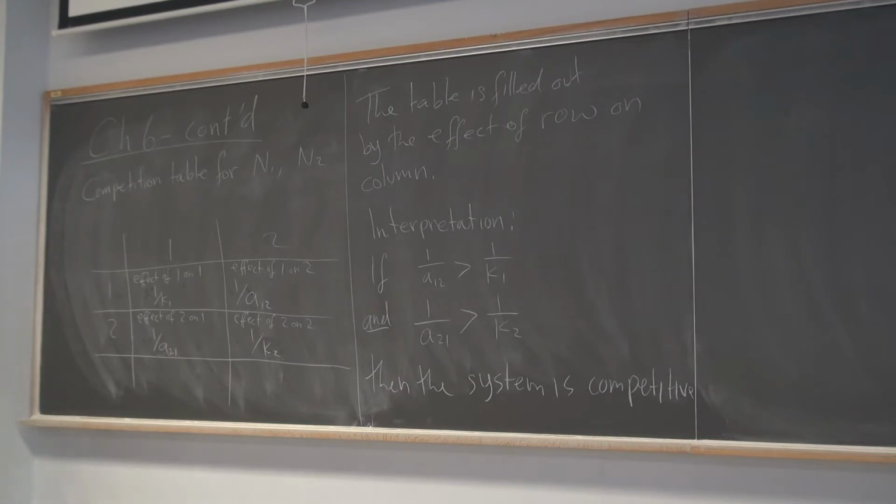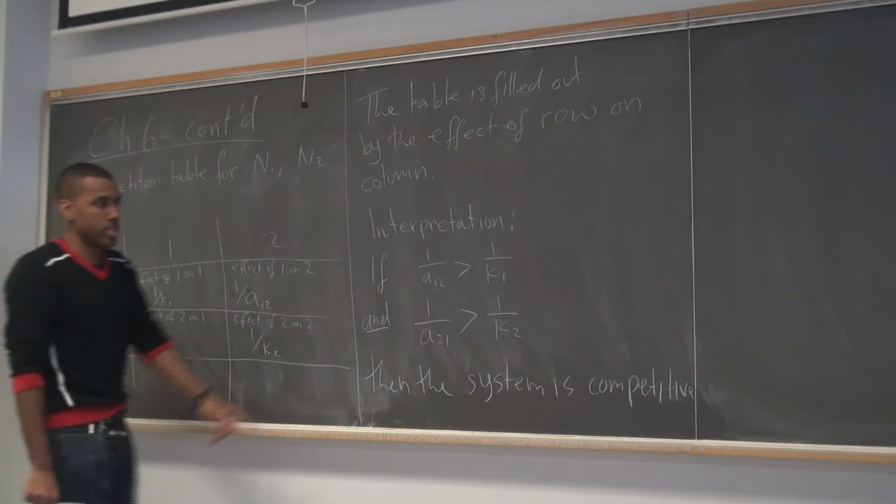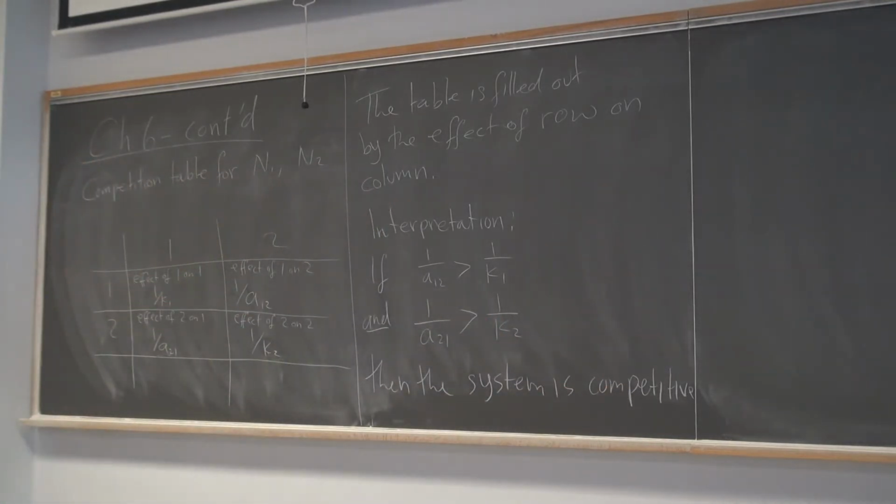So that's sort of what we're going to look for, right? We want to see, is 1 beating up 2 more than he's beating up himself? And is 2 beating up 1 more than he's beating up himself? And if that's true, you have competition, and we say the system is competitive, right? In all other cases, it's not.